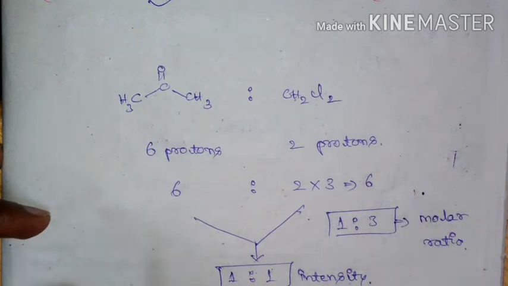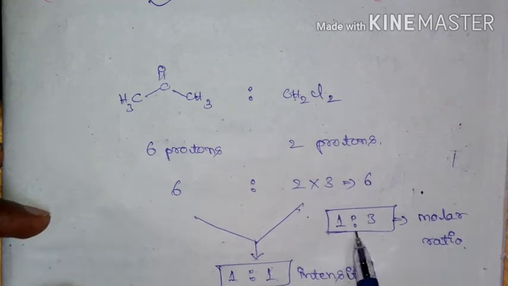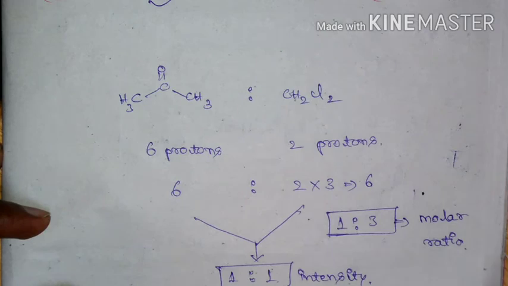So if we want to get intensity of 1:1 ratio, then we need to take 3 times dichloromethane and 1 time acetone, that is 1:3 molar ratio. If we take 1:3 molar ratio, we are going to get 2 singlets of 1:1 intensity.